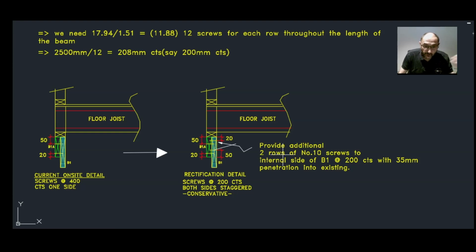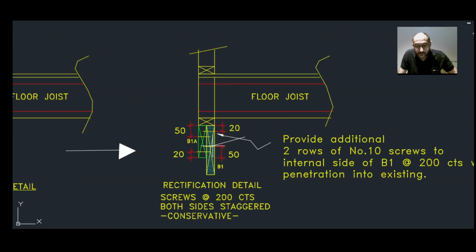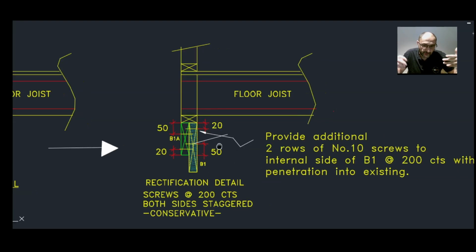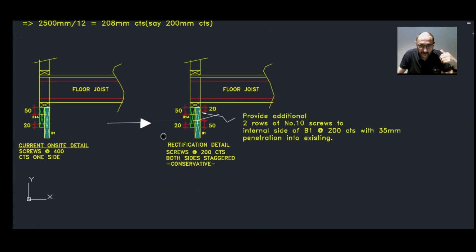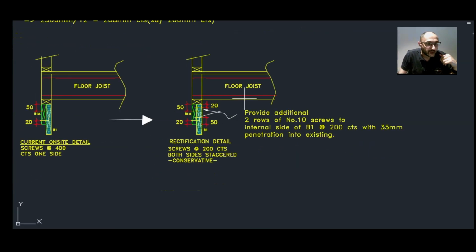But like I said, we currently have number 10 screws at 400 centers on one side only, which is not enough according to the conservative approach. So to be absolutely conservative, we need to direct the builder to provide additional screws between the existing ones, as well as screws at 200 centers on the other side, and that will be staggered. Okay, now this maybe is a little bit too much.